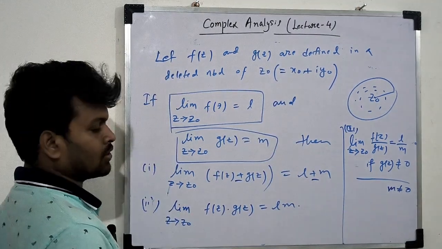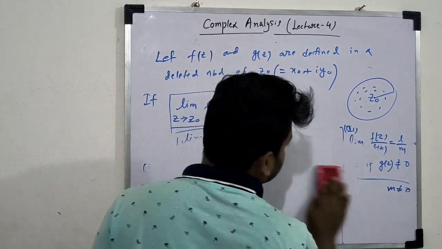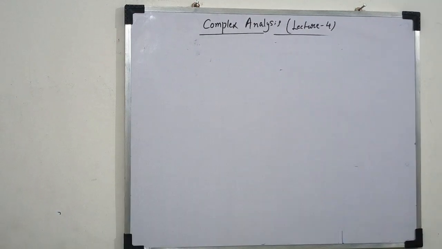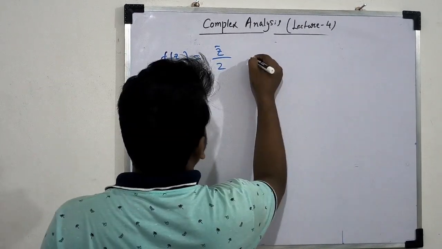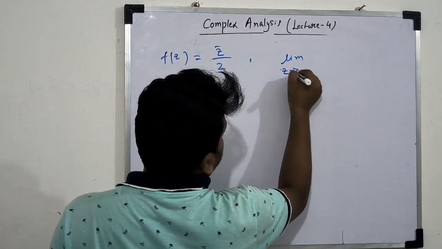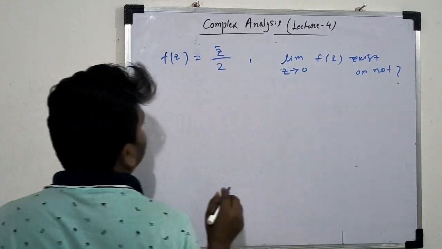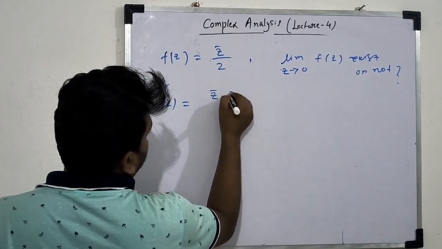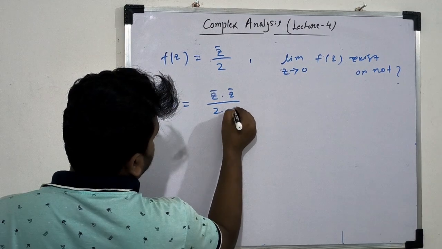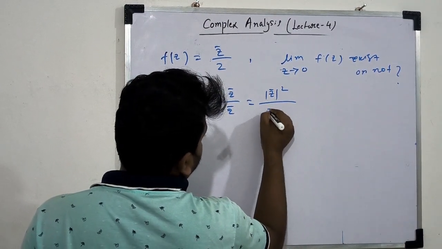So now we consider an example and we discuss the existence of limit for a complex function. Let us take an example: f(z) equals z bar divided by z. So we discuss the limit as z tends to 0 of f(z). Does it exist or not? So we will discuss. From this we get f(z) equals z bar multiplied by z bar, over z into z bar. So from this we get z bar whole square divided by z whole square.